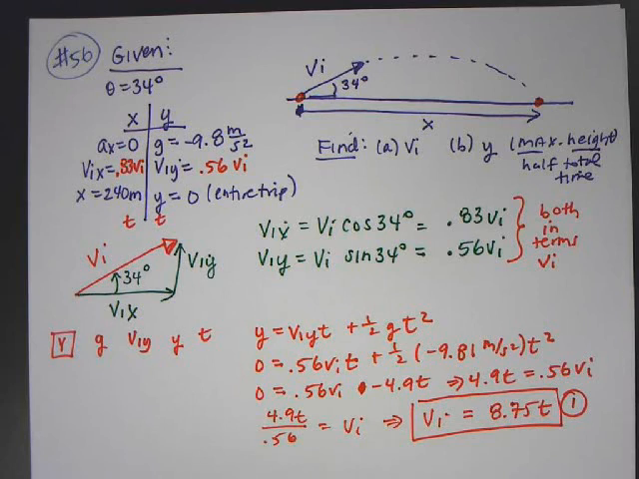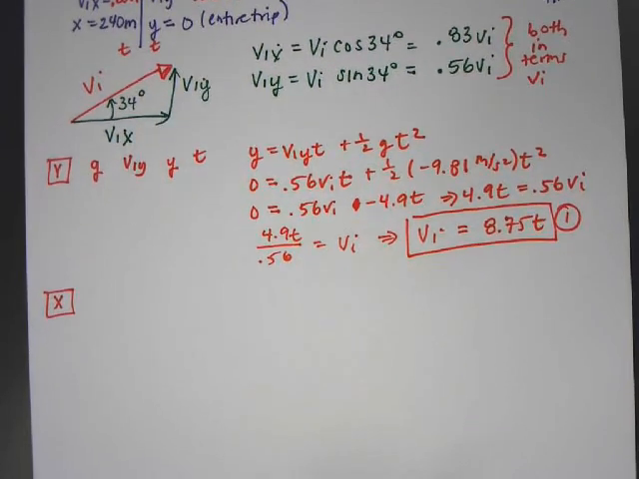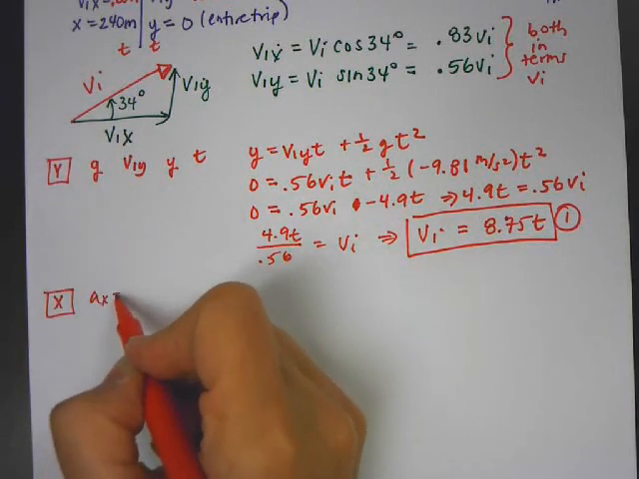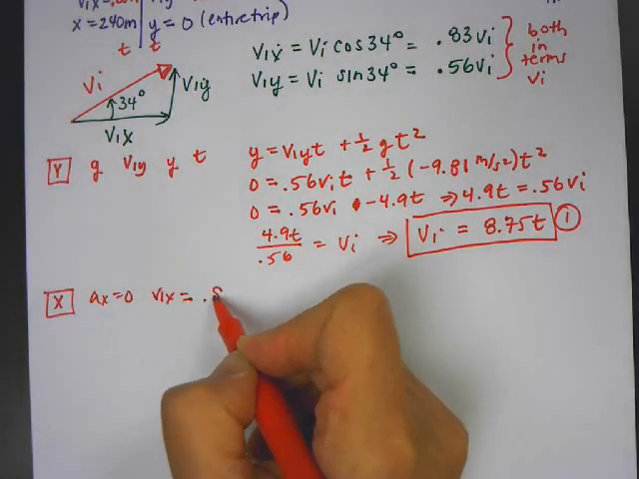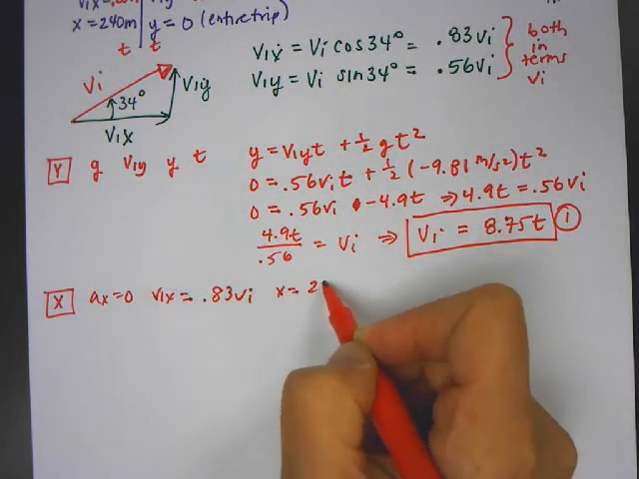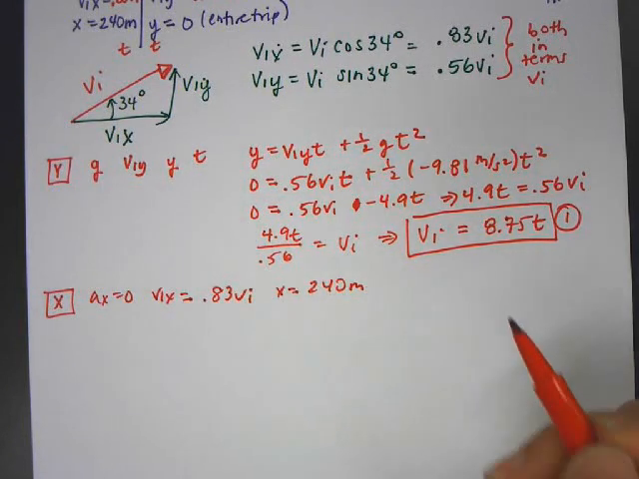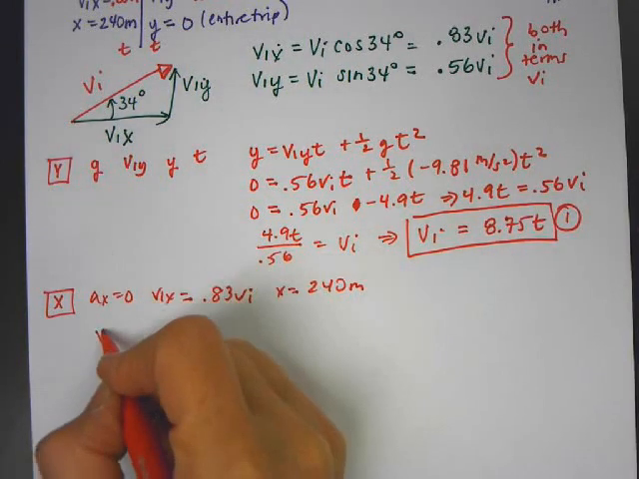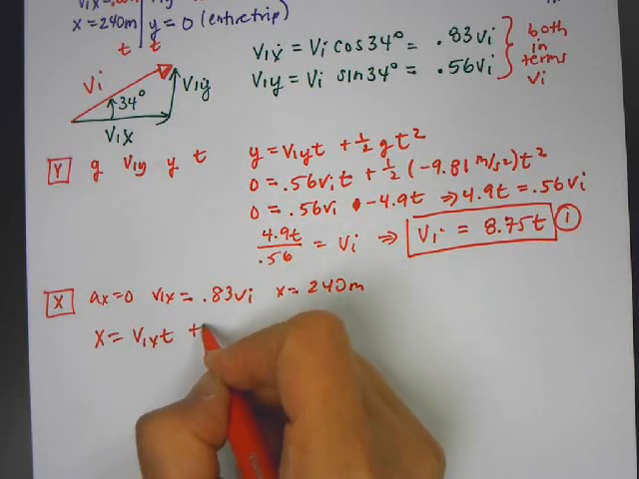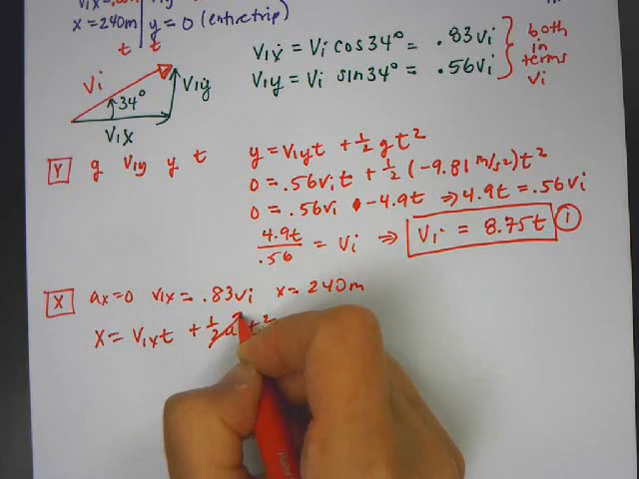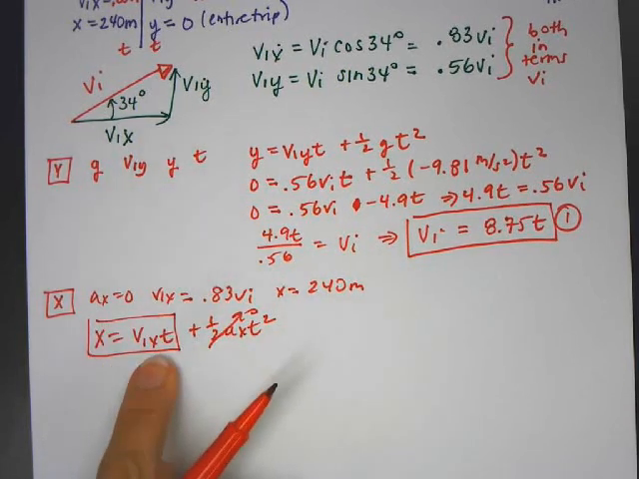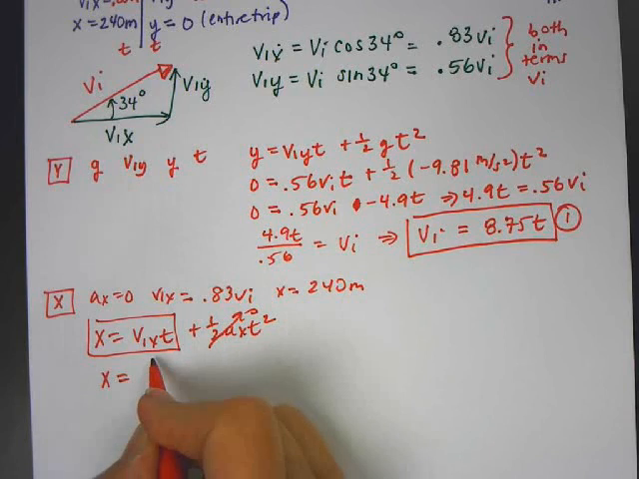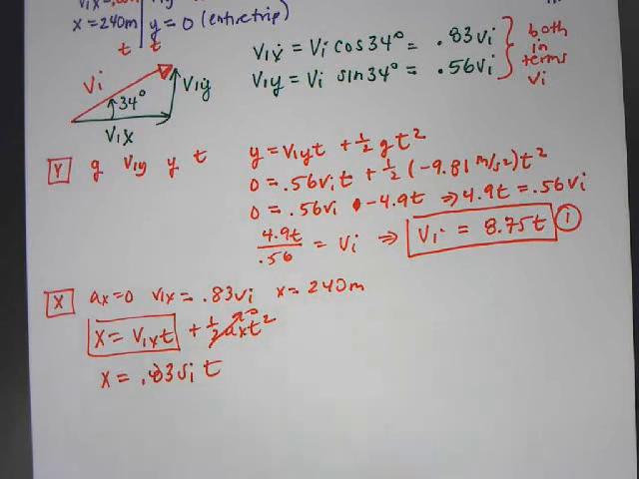Now what I'm going to do is my X stuff in my X direction. So I have AX is 0, VIX is equal to 0.83 VI, X is equal to 240, and I just found out that VI is 8.75 T. So remember, X is equal to VIXT plus 1/2 AXT squared. AX is always 0. So X is equal to VIXT. So X is equal to VIX, which is 0.83 VI, times T.